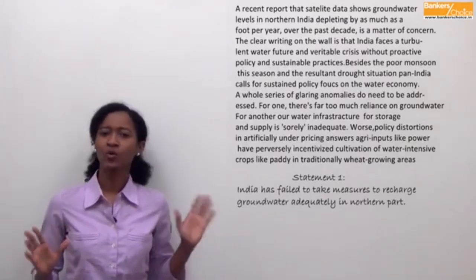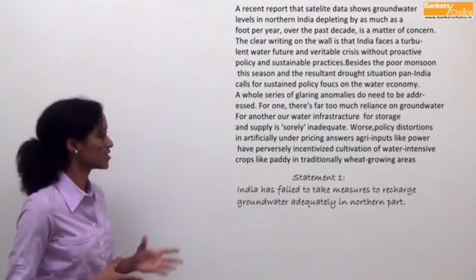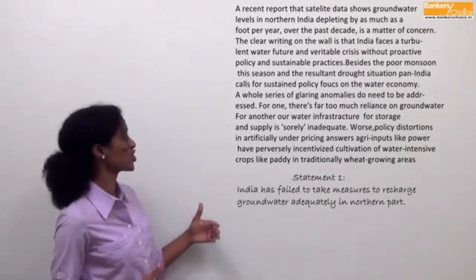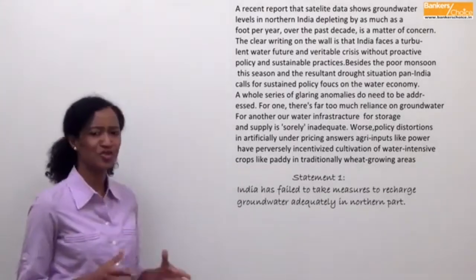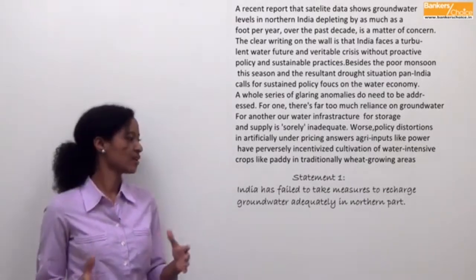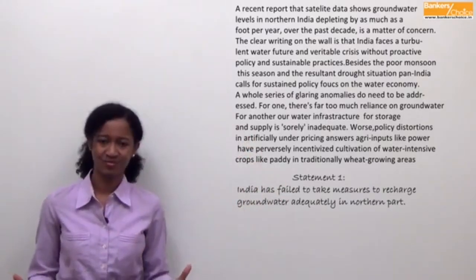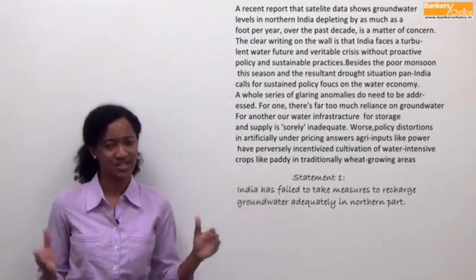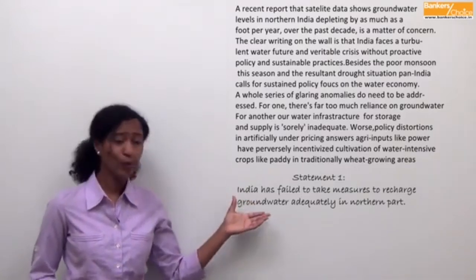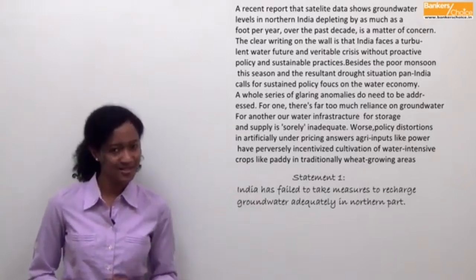Now I can go ahead and definitely say this is option 1 simply because the first sentence answers this, right? It says a recent report that satellite data shows groundwater levels in northern India depleting by as much as a foot per year over the past decade is a matter of concern. So we know for the last 10 years this has been a problem, but nobody has done anything. So when I say India has failed to take measures to recharge groundwater adequately in the northern part, we know for a fact that this is there in our passage. That's the first line. So yes, this will fall under option 1 where this statement is definitely true from the facts given in the passage. Let's look at our second statement.